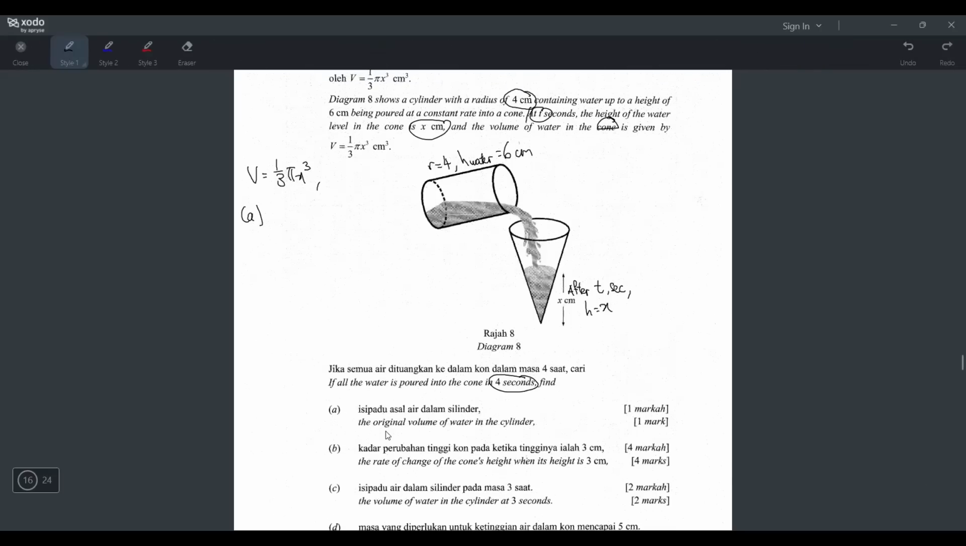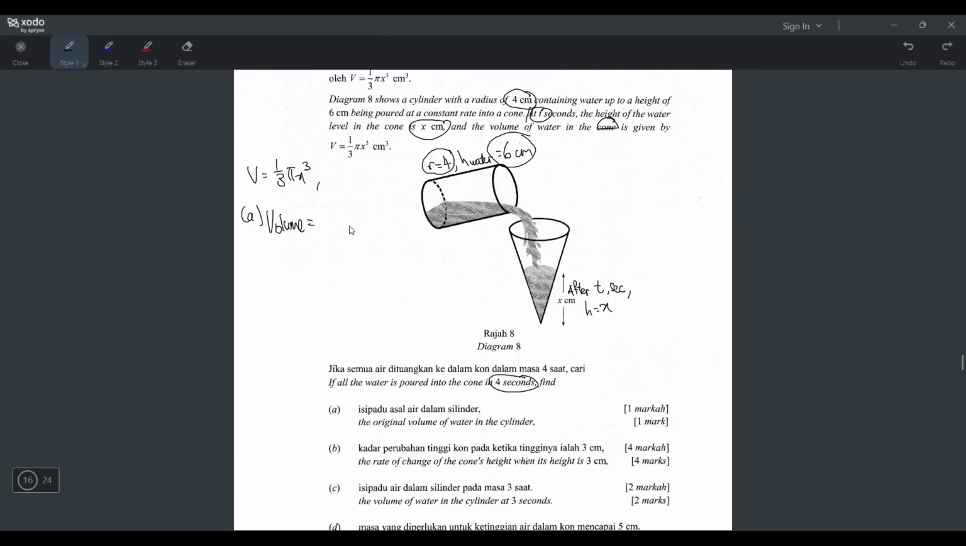But for A, they want the original volume of water in the cylinder. So how to find the volume of water? You have the radius of the cylinder and you have the height of water. So how to find the volume of water in the cylinder? I think it's easy because you can use the volume of cylinder formula. So the formula is what? Let me think.